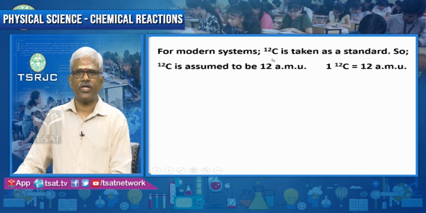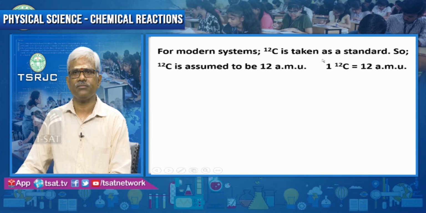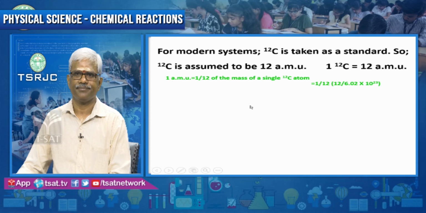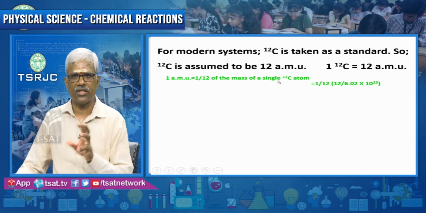For the modern system, carbon 12 is a stable carbon atom. Yesterday we discussed isotopes. The stable carbon atom is taken as a standard. So, carbon 12 is assumed to be 12 atomic mass units. In the first session we discussed that. 1 atomic mass unit means 1 by 12th part of carbon 12. This is nothing but hydrogen.